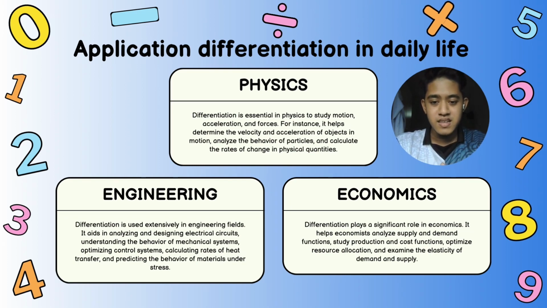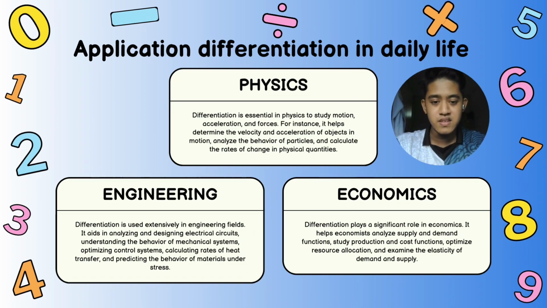Second, economics. Differentiation plays a significant role in economics. It helps economists analyze supply and demand, study production and cost, optimize resource allocation, and examine the elasticity of demand and supply. And the last one, engineering. Differentiation is used extensively in the engineering field. It aids in analyzing and designing electrical circuits, understanding the behavior of mechanical systems, optimizing control systems, calculating rates of heat transfer, and predicting the behavior of materials under stress. These are just a few examples illustrating the wide-ranging applications of differentiation.